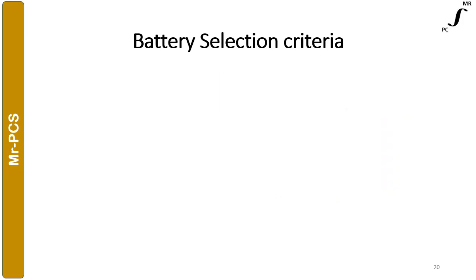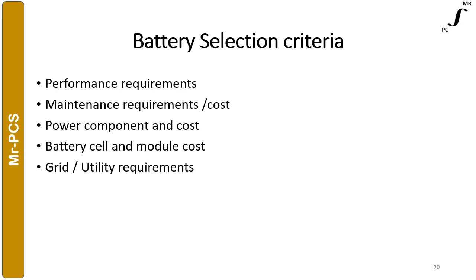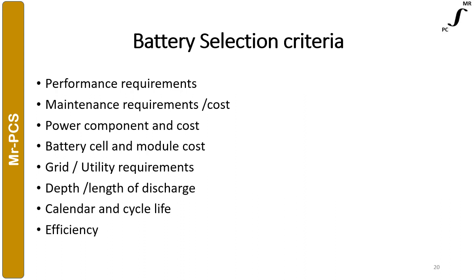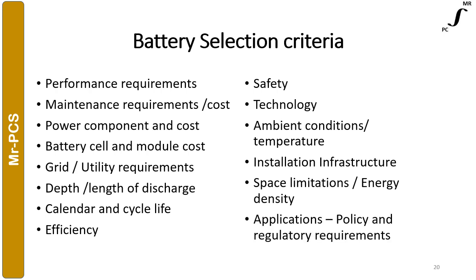This slide indicates some of the parameters which need to be considered for selecting the batteries. These parameters are performance requirement, maintenance requirement, power component and cost, battery cell and module cost, grid and utility requirement, depth of discharge, cycle life, efficiency, safety, technology and, if possible, company track record, ambient temperature, installation infrastructure, energy density, and applications and policy requirements. These parameters are important consideration for selecting battery for any application.